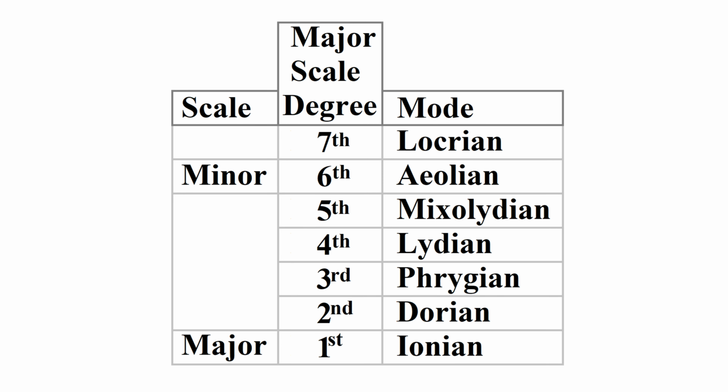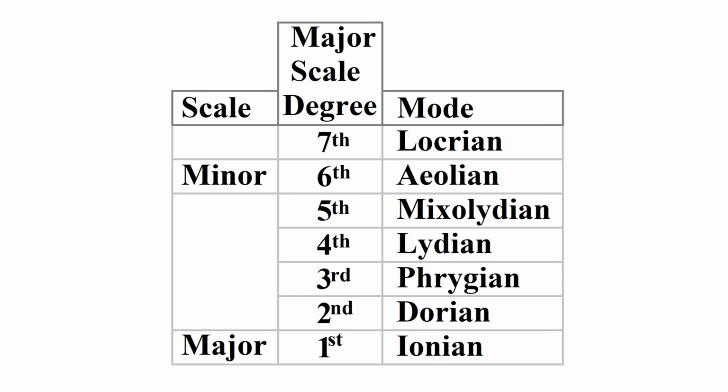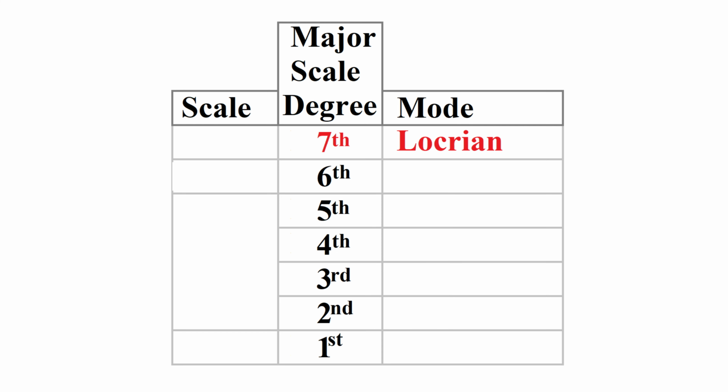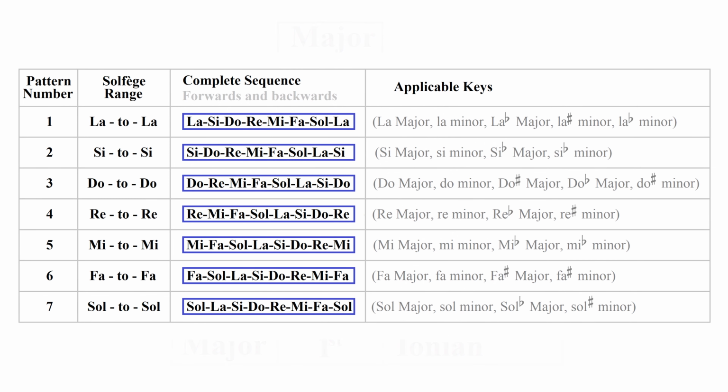Now on the sixth degree, again we have both a scale, minor, and a mode, Aeolian. And there are 3 forms of minor which we'll look at when we sing the patterns. And on the 7th degree, we have the Locrian Mode. This chart can be used with 10 major keys.